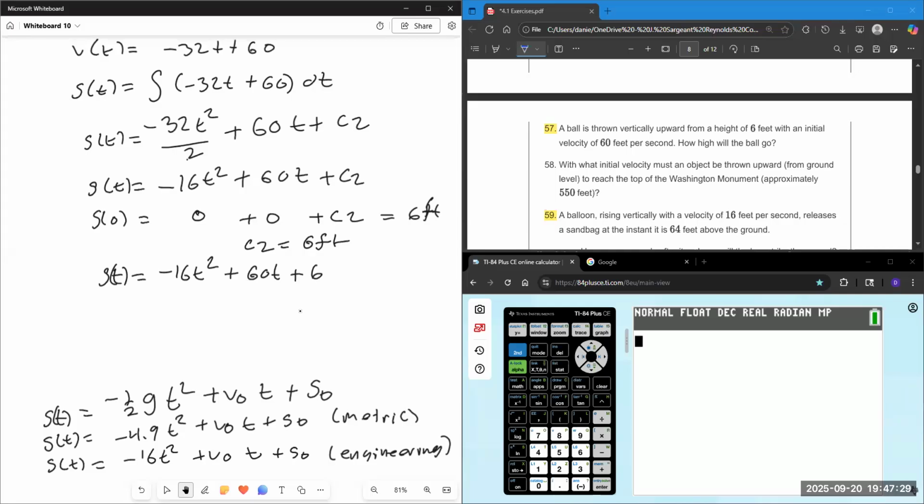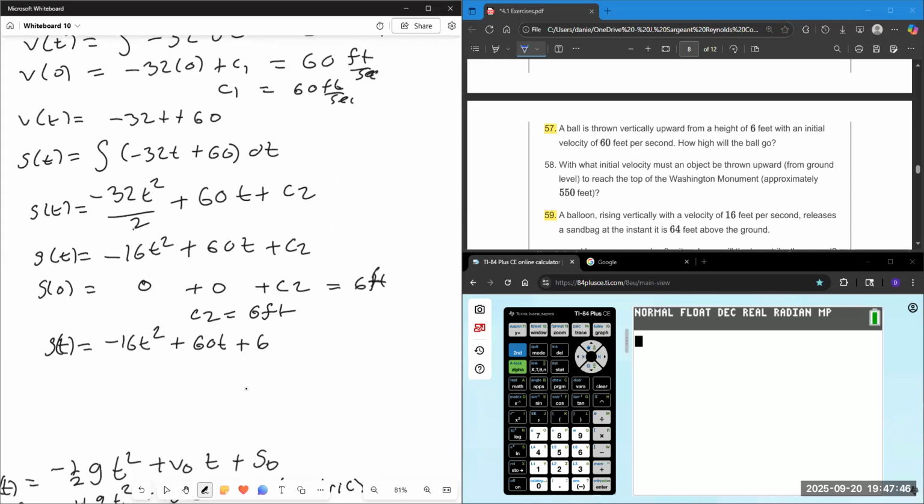All right, we haven't answered the question yet though. How high will the ball go? So the maximum height is going to happen when v equals 0. So come back up here to v of t. Set it equal to 0, negative 32t is equal to negative 60. T is equal to 60 over 32, which is equal to 15 over 8. These are seconds.